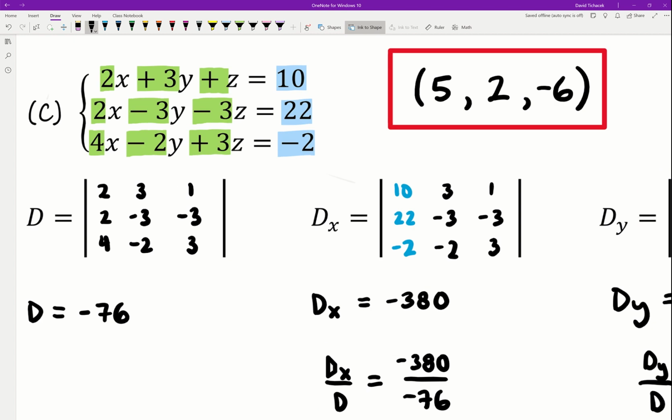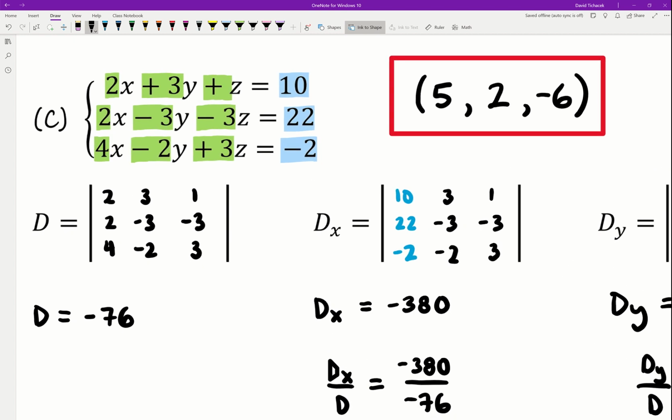And don't forget, if you really wanted to check this result, recall back from Chapter 6. All you would have to do is take each of these coordinates, 5, 2, and -6, and plug them back in everywhere you see an x, y, and z, respectively, in these equations and check to see that you get the same number on both sides. If you really wanted to check, that would be the best way to do it.